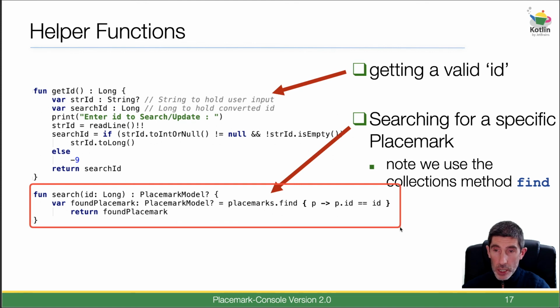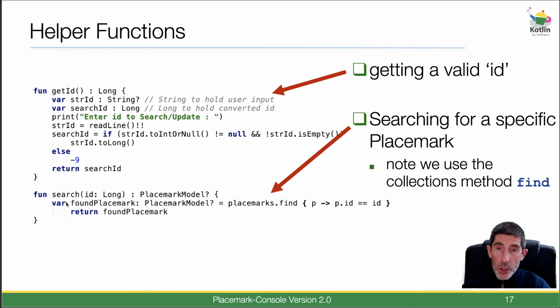We'll look at this in a bit more detail now in the later slides with our lambdas and what have you. But the search takes a simple ID of type Long, but returns a PlacemarkModel, again potentially nullable in case the ID we're looking for doesn't exist within our list. So we need to make sure that that is allowed to be nullable and returned as a null.